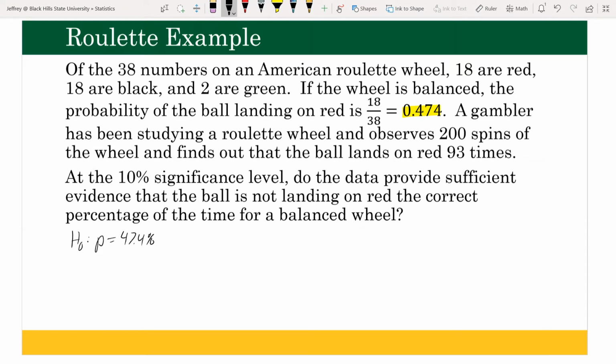So the null hypothesis is that the proportion is equal to 47.4%, and in this case, this is actually the claim. So the alternative hypothesis must be that the proportion of the times that the ball lands on red is not equal to 47.4%. The problem states the significance level is 10%.